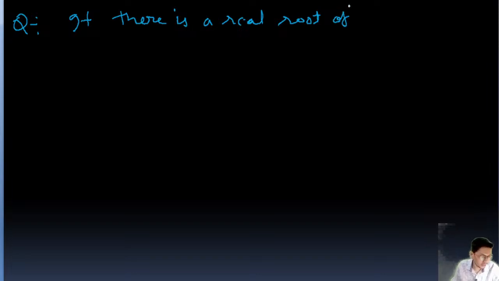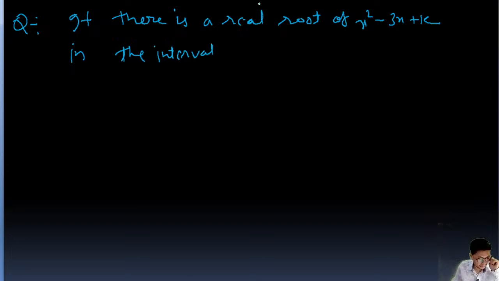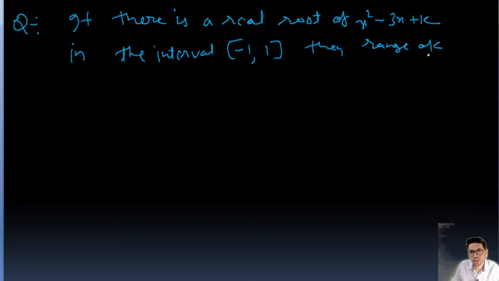of x square minus 3x plus k. If there is a real root of this polynomial in the interval minus 1 comma 1, then you need to find out the range of k. So a real root exists between this interval for this polynomial.